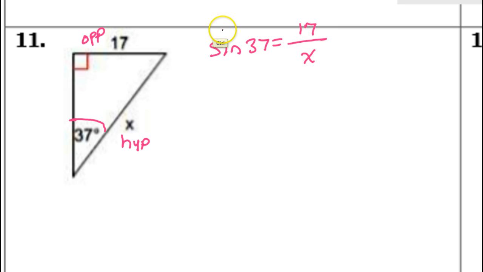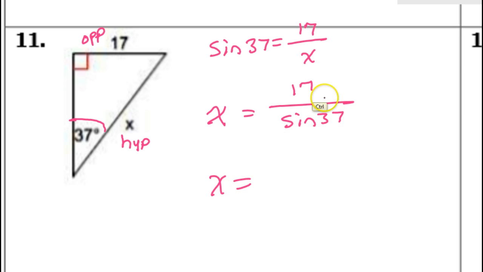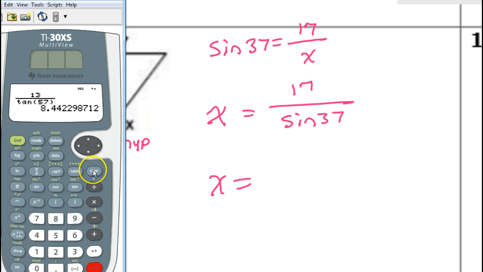When the variable's in the denominator, swap these. So this will give us x is equal to 17 over sine 37. Put this in your calculator. 28.248. The next number is 5 or higher, so you have to round up.